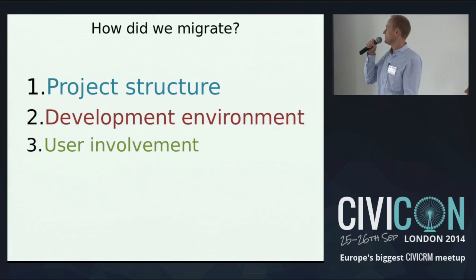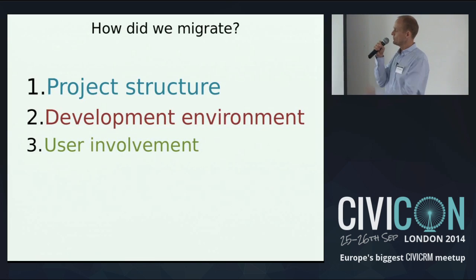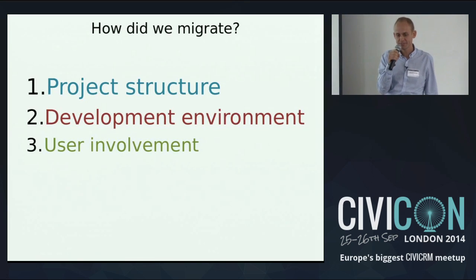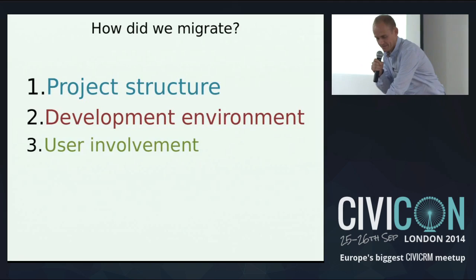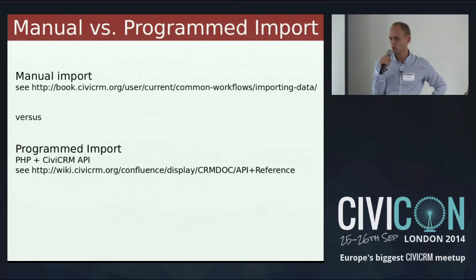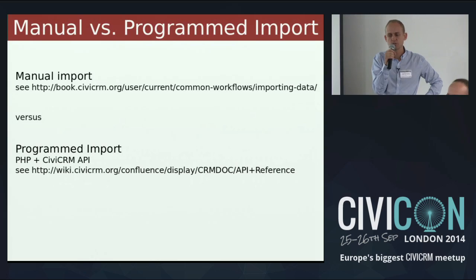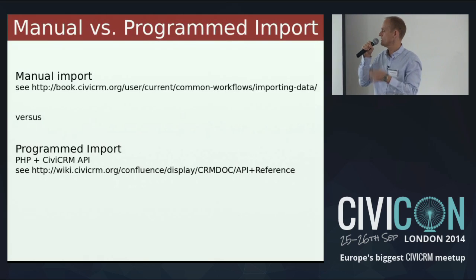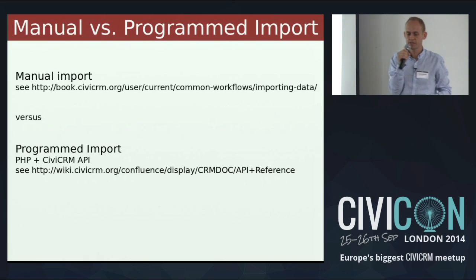Okay, so far for the project structure. Now the more technical parts of the migration project. Basically in CiviCRM, there are two ways of importing data. If you look at the menu, you can import contacts via CSV files, and you can import memberships and other kind of things.